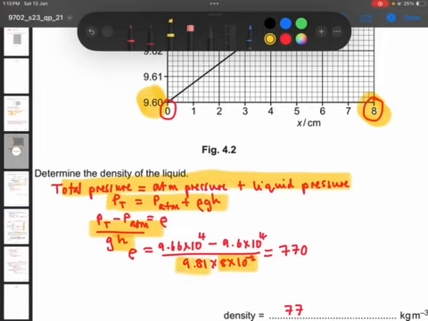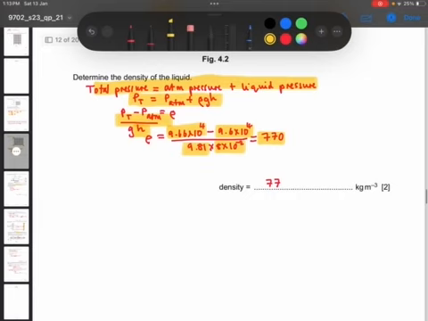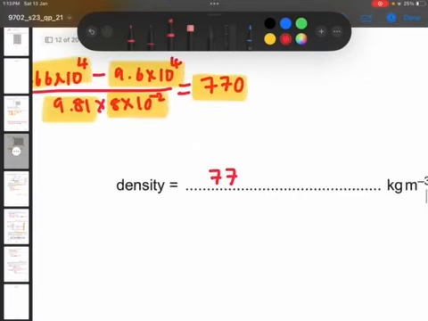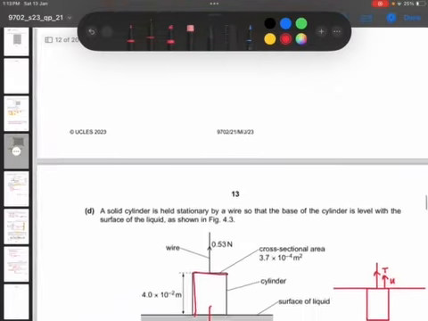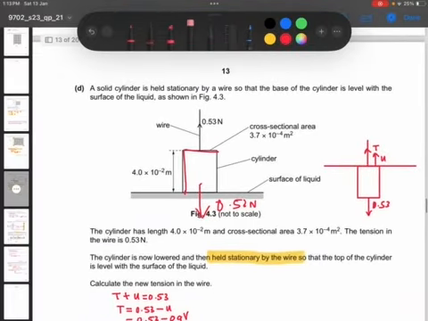Then g is 9.81. Then this is the pressure corresponding to the depth of 8. I could have used 7, 6, or 5. Then this is the pressure at the surface. This will give us an answer such that if you round it off to two significant figures, it gives us 7/7. So we write our answer as 7/7, like that. Then we go to the next step. It's important that we understand here that as we read the question, we must understand the logic which the question is conveying.